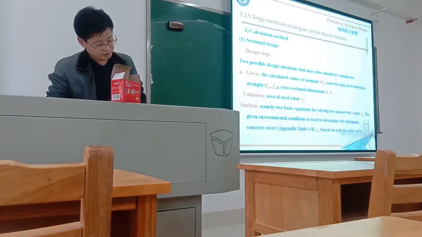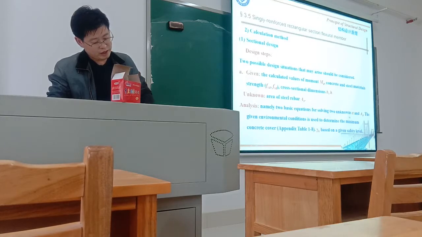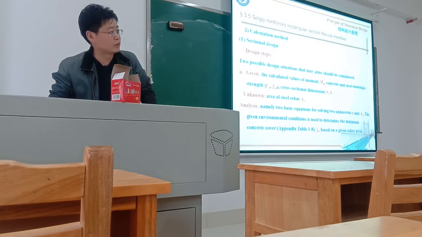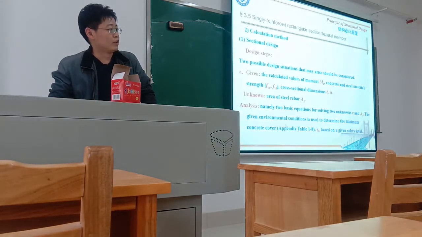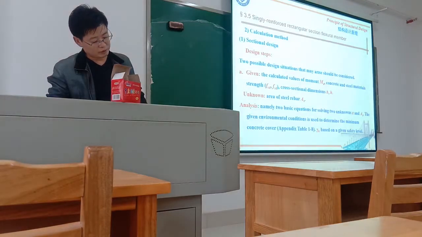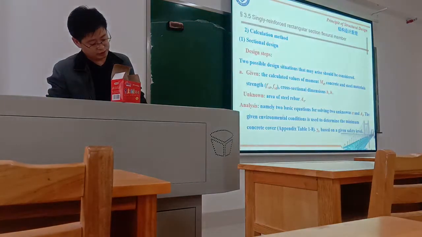Only these two basic equations for solving two unknowns, x and as. The given environmental condition is used to determine the minimum cover thickness. So we need to do this. We need to know. First, we need to assume the cover thickness, complete cover.